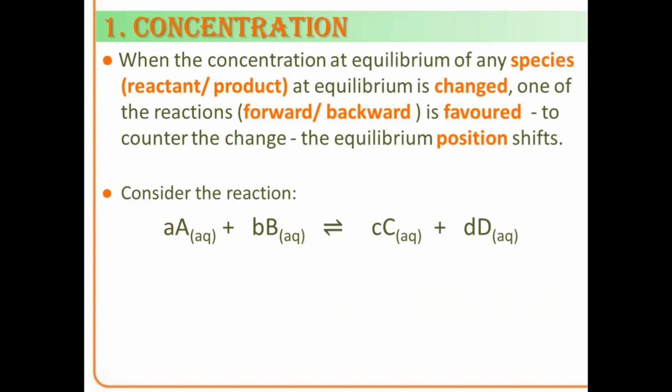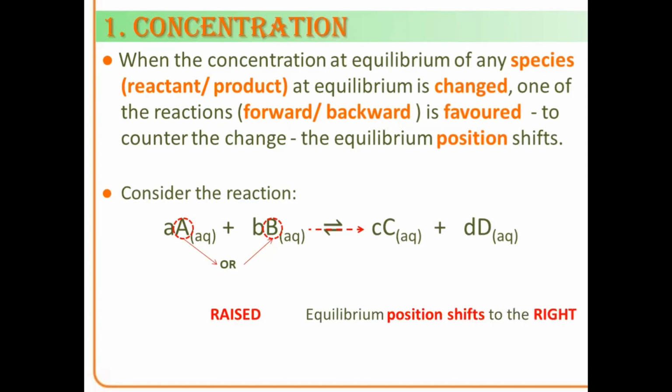If we do the same, we look at the same substances, A or B, and then we raise the concentration of these two substances, the forward reaction is going to be favored, and the A or B are going to be removed and converted to C and D, and therefore the equilibrium position is going to change and shift to the right.